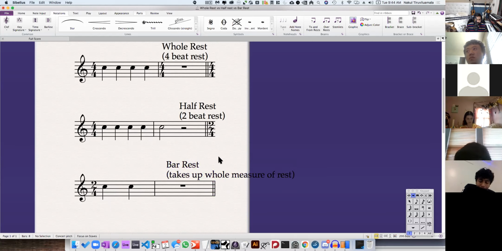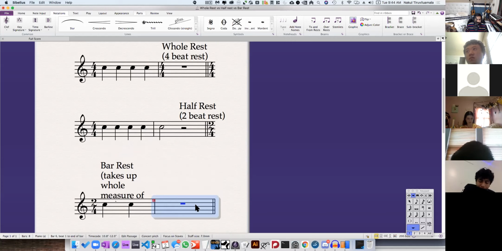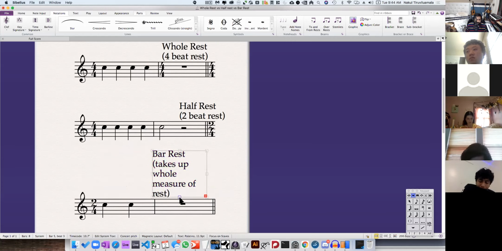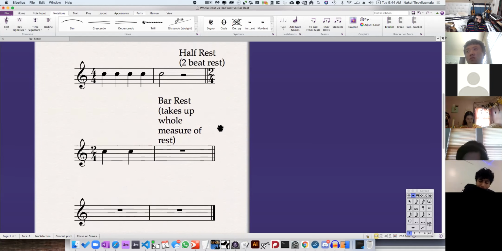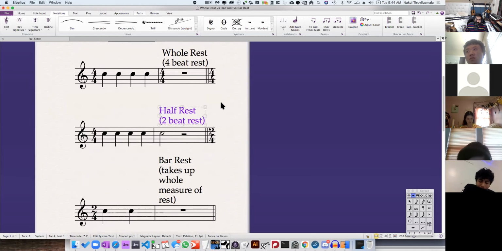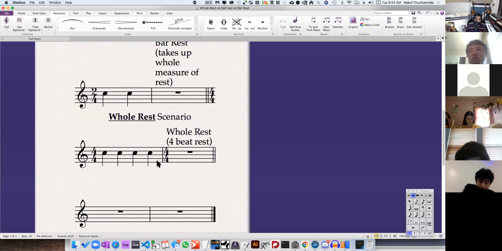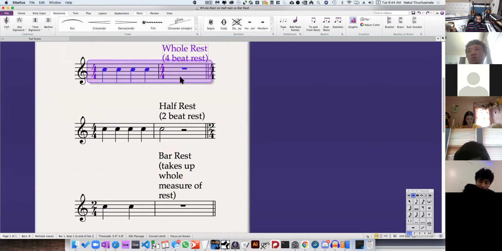Okay, so for instance, this right here is a bar rest, and it's for 2 reasons. One reason is that it's taking up the entire measure of rest. And in a way you can tell that it's not a whole rest is because it's not 4 beats, right? So going back to this top scenario, this is both a whole rest and a bar rest, if that makes sense.